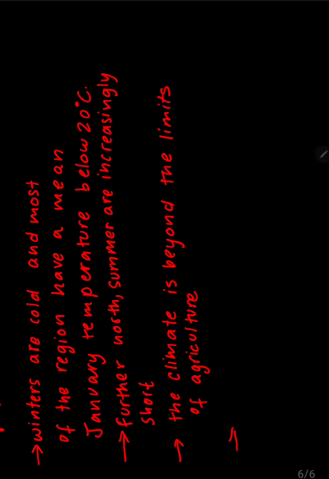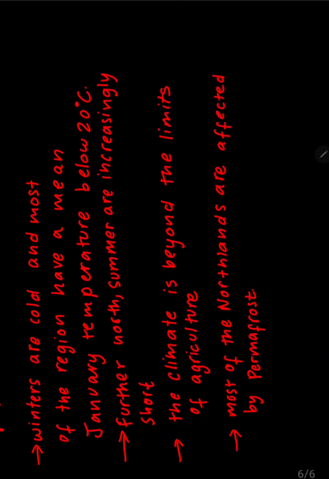Next, you can say that most of the Northlands are affected by permafrost, and the ground is permanently frozen to a depth of 300 meters. That means even if you dig a well, you won't be able to get much water out because the ground is frozen. So I'm going to show you a picture of what permafrost looks like so you have a better understanding of why these climatic conditions are difficult to live in.